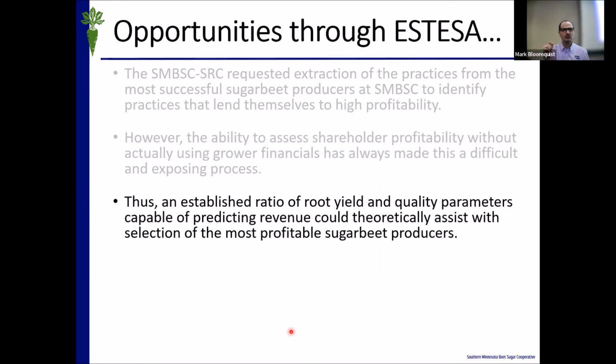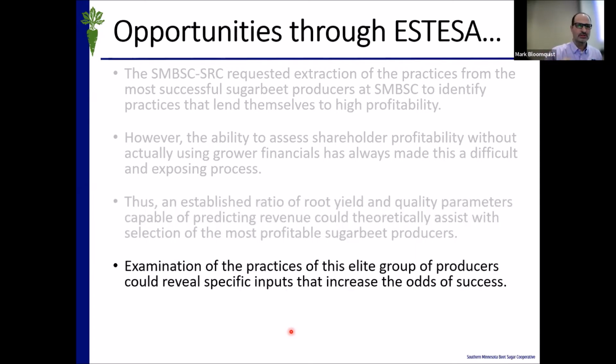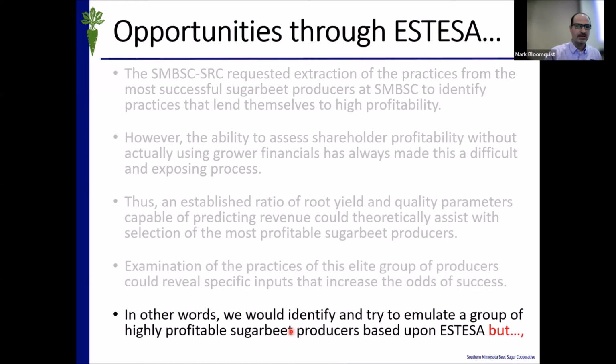Thus, this established ratio of root yield to quality parameters that is capable of predicting revenue could theoretically assist with selection. Now, remember, I say assist. We're not going to replace any of the other parameters. It's used as an additional tool to select the most profitable sugar beet producers. Examination of the practices then of this elite group, by premise, by hypothesis, by theory, is able to reveal particularly specific inputs that increase the odds of overall success to a cooperative, making our overall financial pie even bigger. In other words, we would identify and try to emulate a group of highly profitable sugar beet producers based upon an ESTESA score, because it actually does a better job than either an EST or ESA alone.